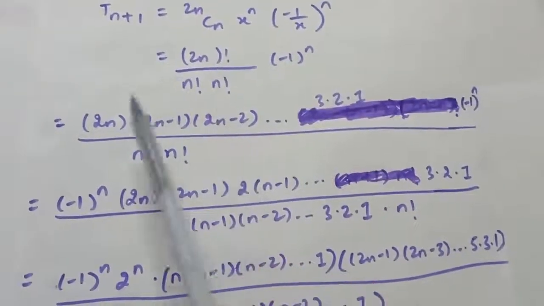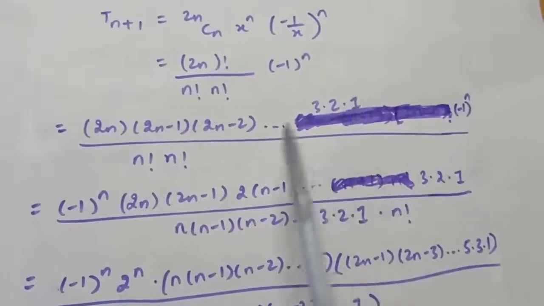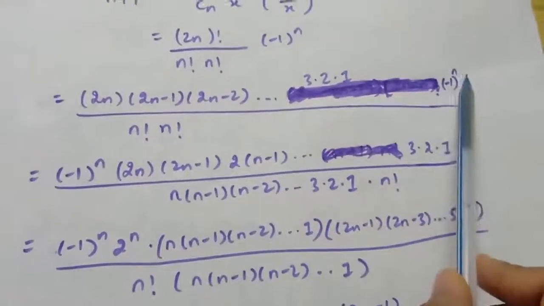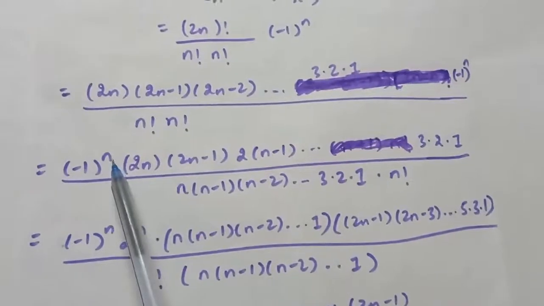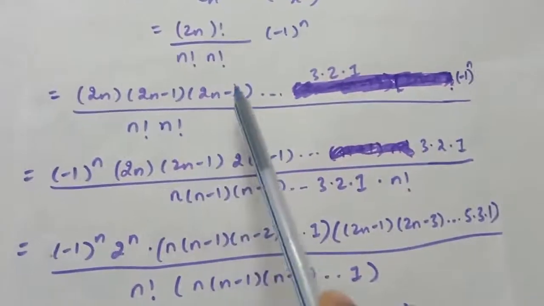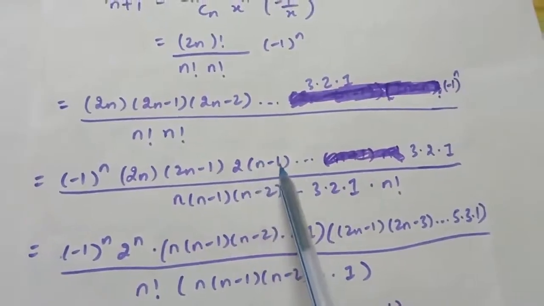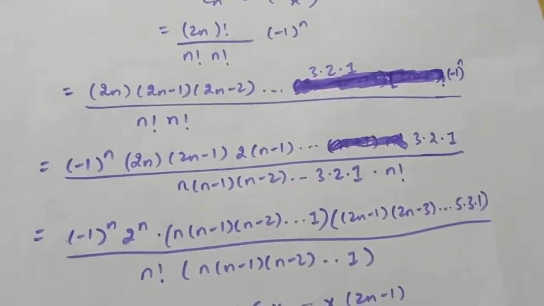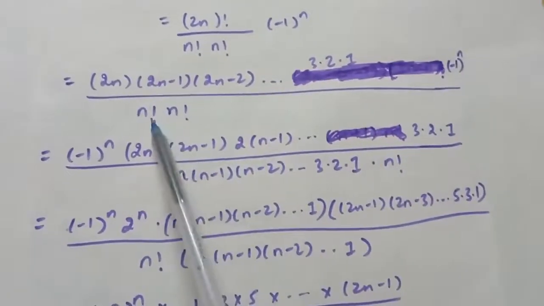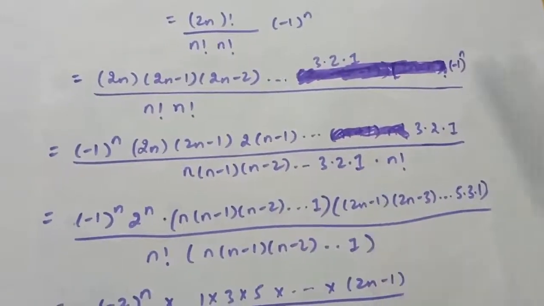Opening this 2n factorial, so 2n, 2n minus 1, 2n minus 2 up to 3, 1, upon n factorial into n factorial. Writing this as it is, minus 1 raised to the power n, 2n, then 2n minus 1. Now see, this term is even. We can take out 2 common from this, 2, n minus 1 and so on up to 3, 1, upon writing this n factorial as it is and opening this n factorial as n into n minus 1 into n minus 2 and so on up to 3, 1.